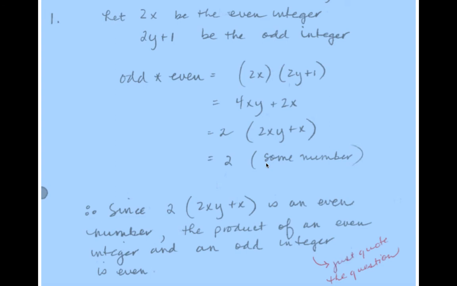So the final conclusion is where we pull it all together and we say, since this thing right here is an even number, then the product of an even integer and an odd integer is even. And really, if you look closely, all I've done is quoted the question basically right there.